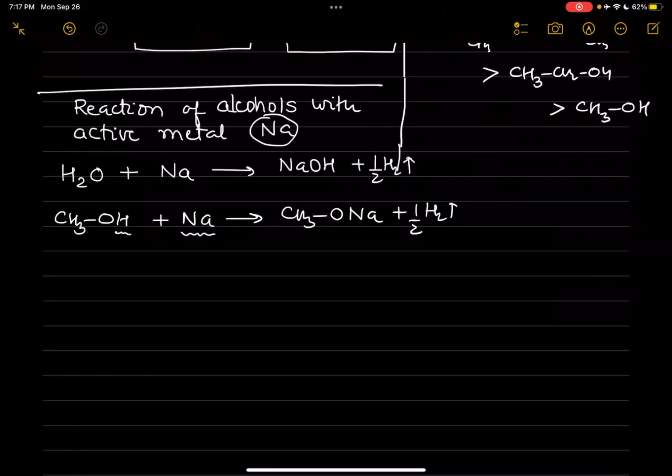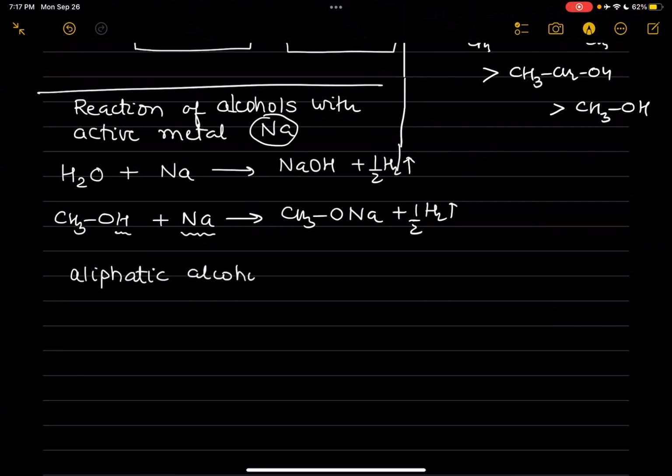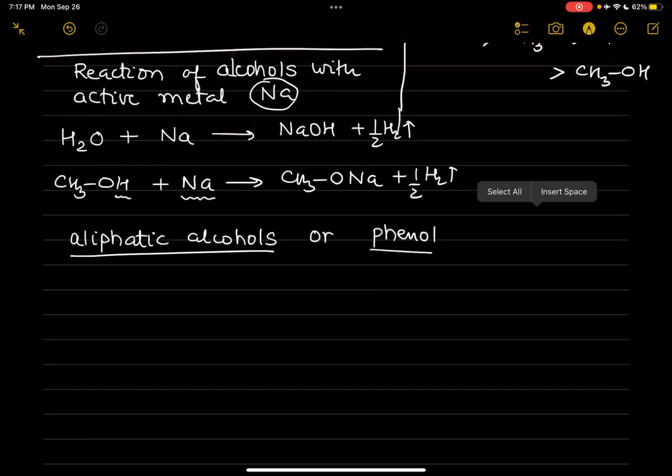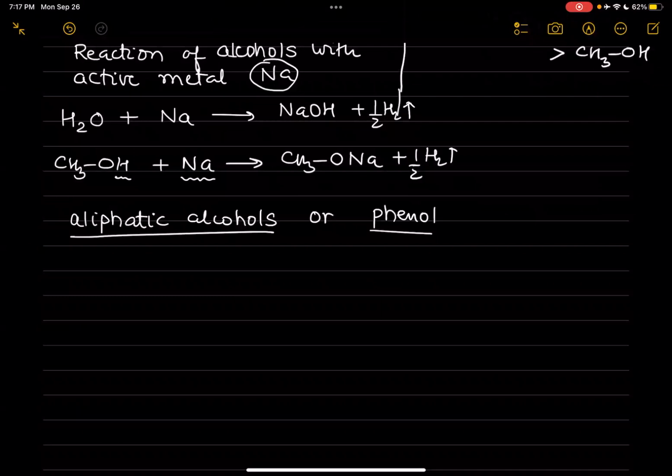Now tell me, which alcohol is more reactive? The aliphatic alcohol. Aliphatic means normal alkyl alcohols containing a normal alkyl group like methyl, ethyl, propyl. Aliphatic alcohols or phenols, which can lose their H plus most easily? And why? Acidic strength. So I'm talking about type 1 reaction.